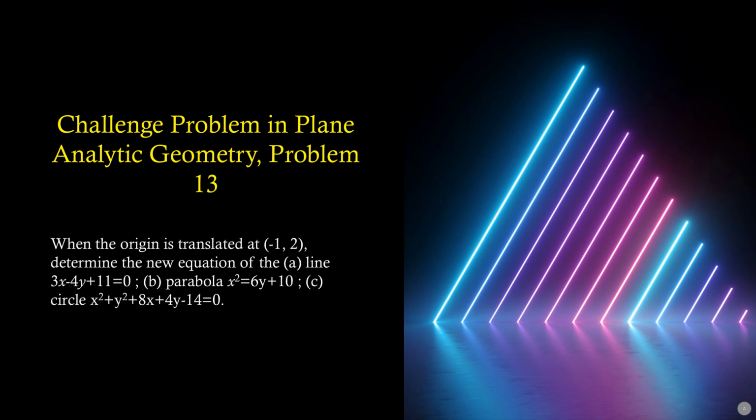There is another beautiful and challenging problem in plane analytic geometry. This is problem 13 and still counting. This is the problem: when the origin is translated to (-1, 2), determine the new equation of A, the line 3x minus 4y plus 11 equals 0; B, the parabola x squared equals 6y plus 10; and C, the circle x squared plus y squared plus 8x plus 4y minus 14 equals 0.